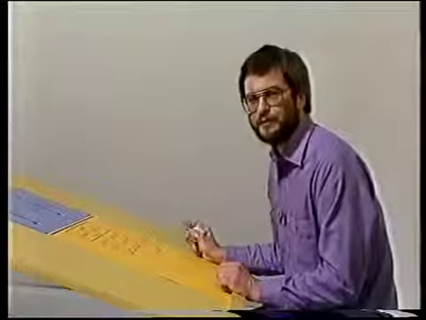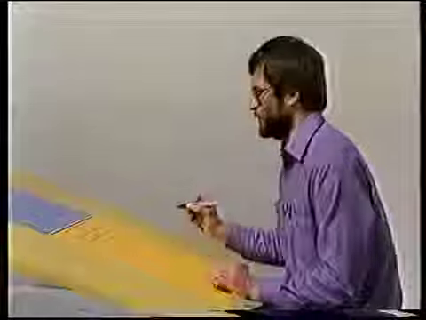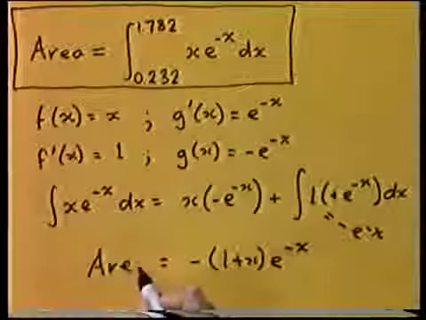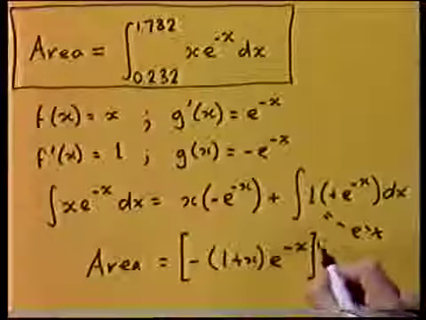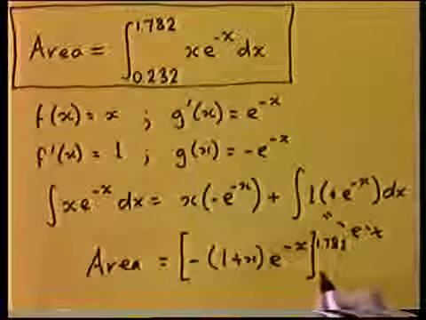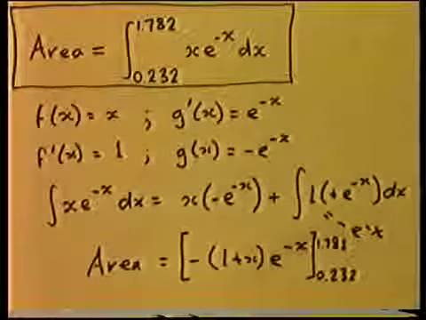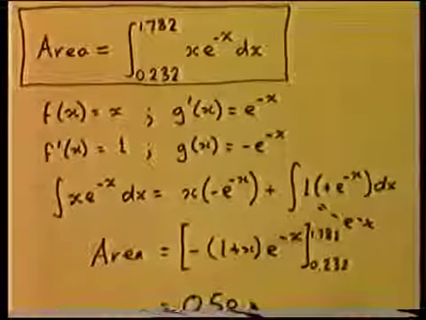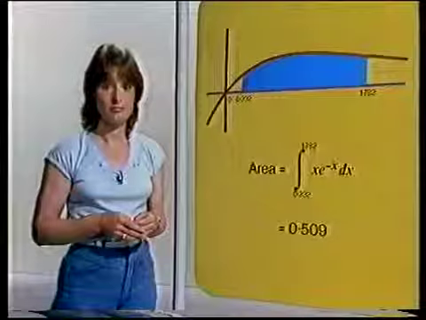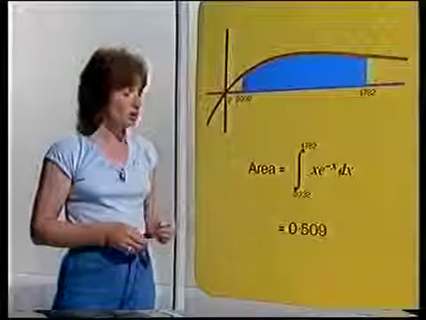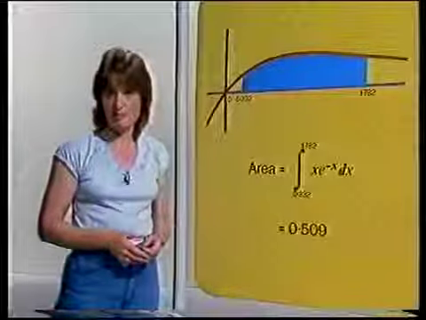Now we want the area, so we can now use the fundamental theorem. The area is the difference between the values of this primitive at 1.782 and 0.232. And that turns out to be 0.509 to 3 decimal places. So the integral is 0.509, and remember, that's an area.